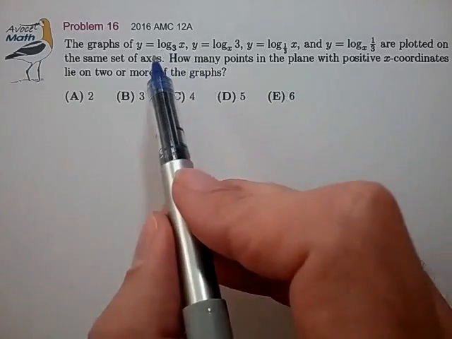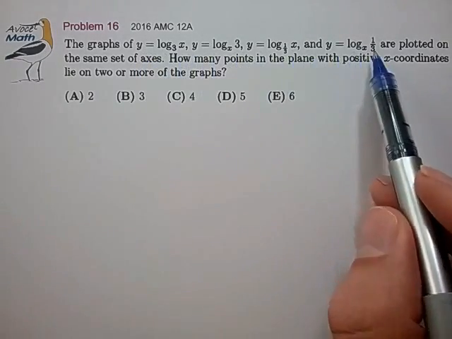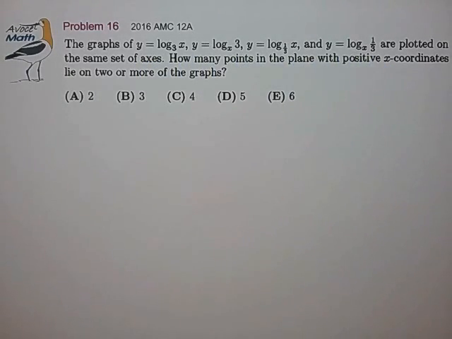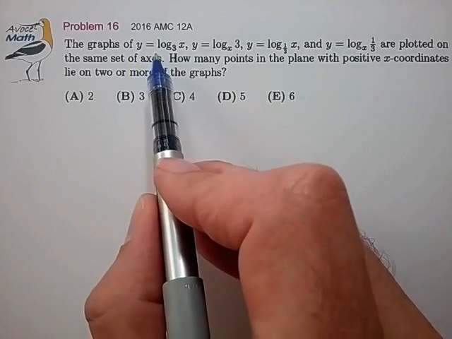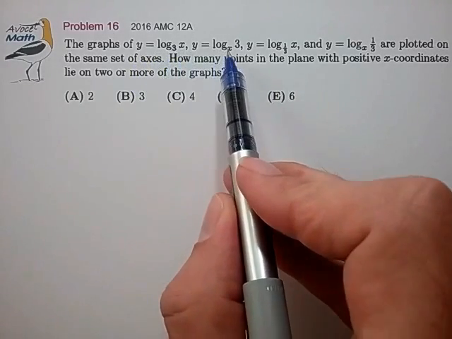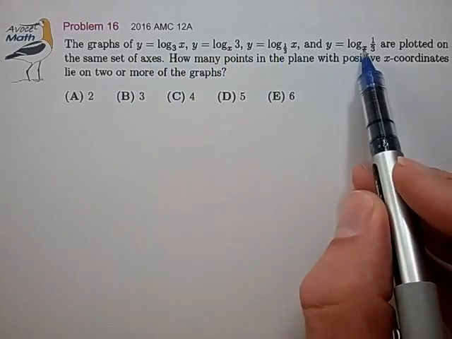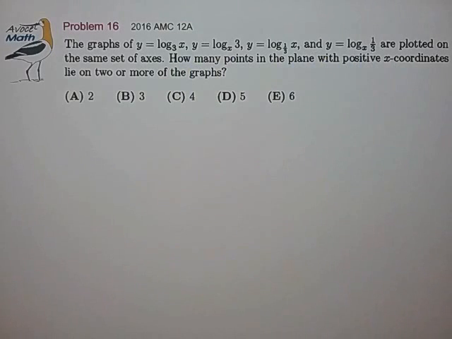So it looks like we're going to have to try to understand these four log functions, plot them on the same graph, and try to see how many points of intersection exist on that graph. Looking at these log functions, the first thing I notice is that they all have different bases. And that's going to make these very difficult to plot out.